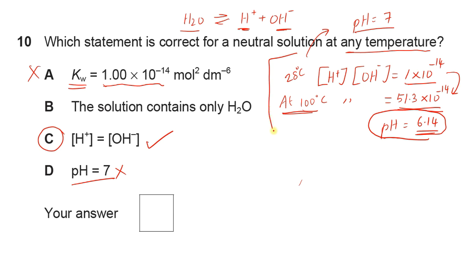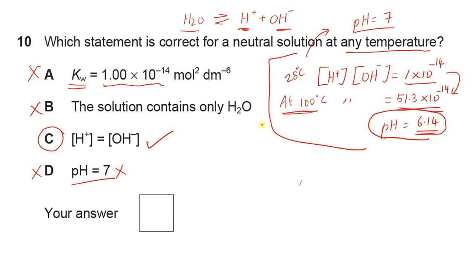From just considering this, you can pretty much rule out many things. You need to have some idea that the equilibrium constant is temperature dependent, like all equilibrium constants are, right? At higher temperature, the K value changes depending on whether it's exothermic or endothermic, of course. The solution contains only H2O. No, this is not true. It always contains H plus and OH minus, right? So that is not true at any temperature.